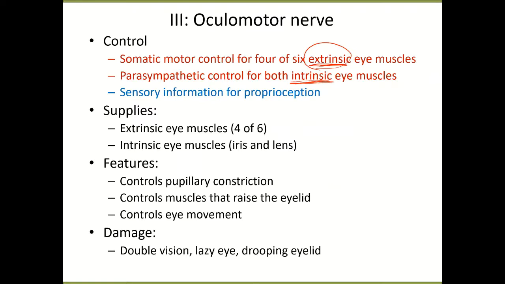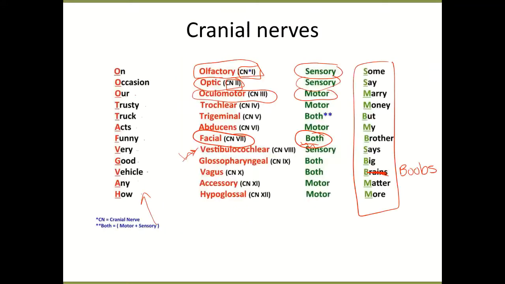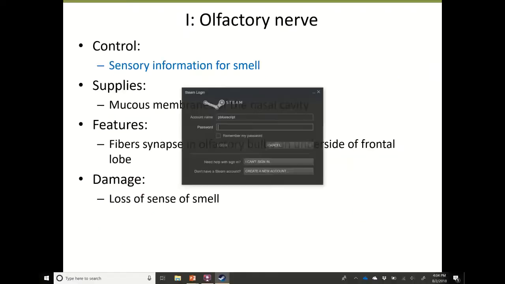And it supplies parasympathetic control for both your intrinsic eye muscles. There are 2 intrinsic eye muscles, one that controls your pupil and another one that controls your lens. Interestingly, it'll also carry a little bit of sensory information for proprioception. So you kind of know where your eyeballs are pointed, even if you close your eyelids, right? Because of the sensory information conveyed by the oculomotor nerve. Now that sensory information is pretty minor, so a lot of times you'll just see oculomotor classified as straight up motor, and that's what we're going to mostly stick to.